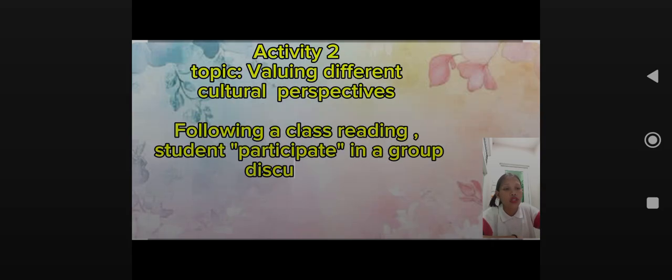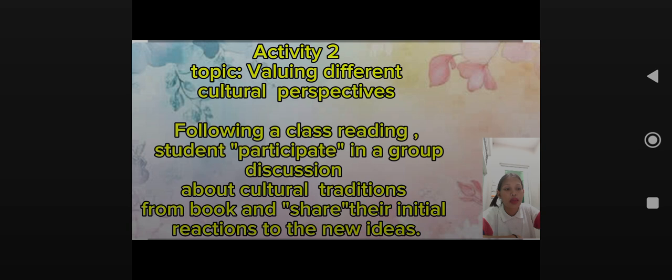So next is activity 2, valuing different cultures' perspective. So following a class reading, students participate in a group discussion about cultural tradition from a book and share their initial reaction to the new idea. So the activity verbs are participate and share. So this activity is at the responding level because students are actively participating and reacting to the material. So they are showing a willingness to engage with the topic beyond passive awareness by contributing their thoughts to the discussion.